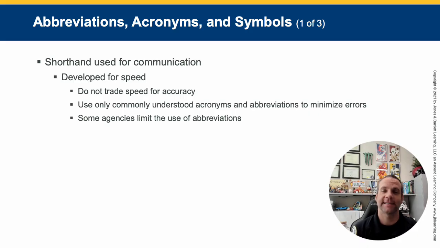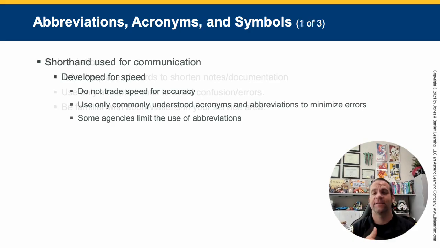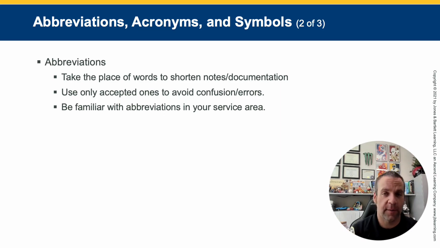Also be aware that some agencies will place strict limits on what abbreviations can be used in documentation. This is especially true in electronic charting systems where misinterpretations can lead to coding errors, billing issues, or even legal complications. So in these final two slides, we're going to really explore how to properly use abbreviations and symbols, and what to avoid, how to ensure shorthand is safe, effective, and just overall professional.